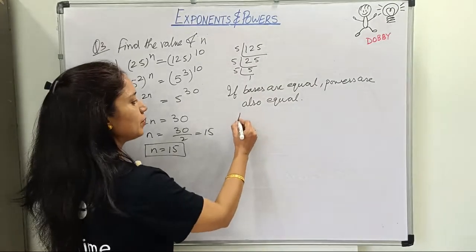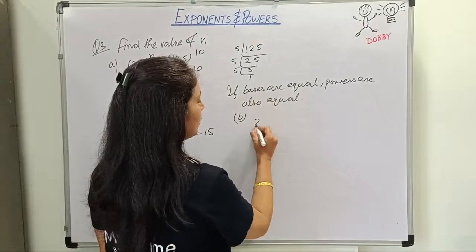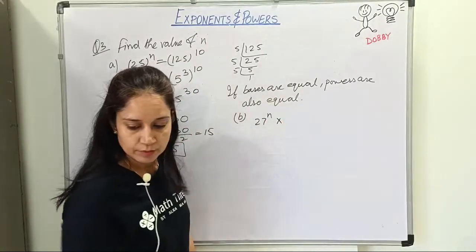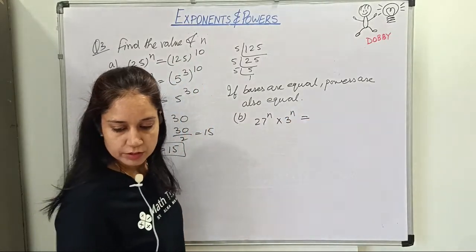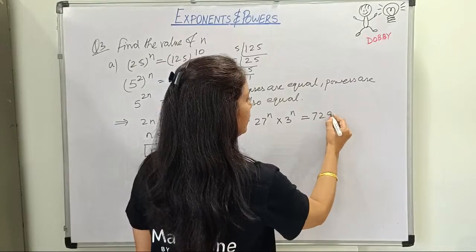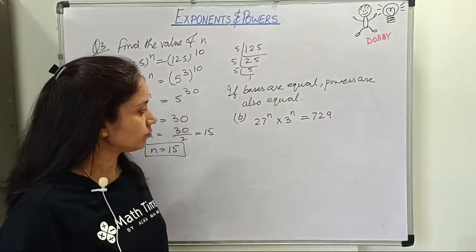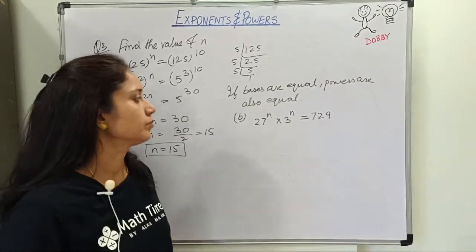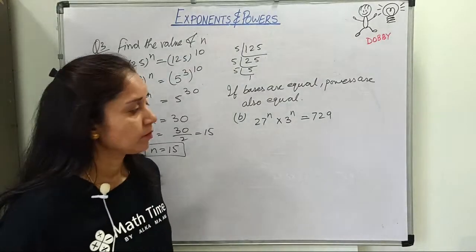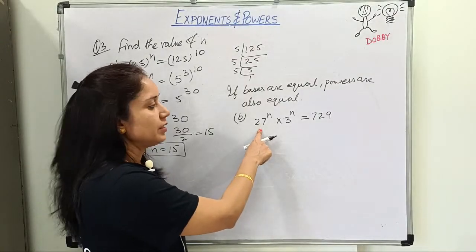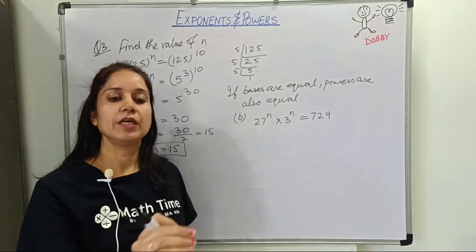Try out the B part, I am writing here. The B part is 27 raised to the power n multiplied by 3 raised to the power n equals 729. Yes, Huma, correct. Try this question. One base is 27, the second base is 3, the third number is 729. All we have to make with the same base.